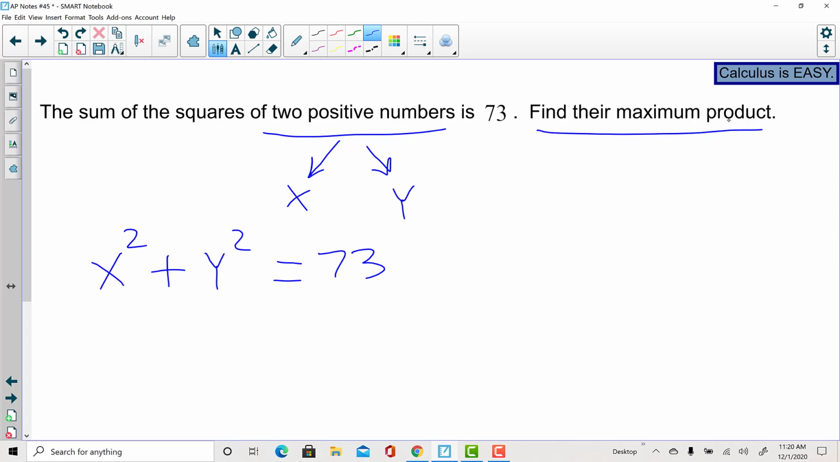We also want to find their maximum product. Well, their product is just going to be when you multiply those two numbers together, x times y. Now we do want to maximize this.